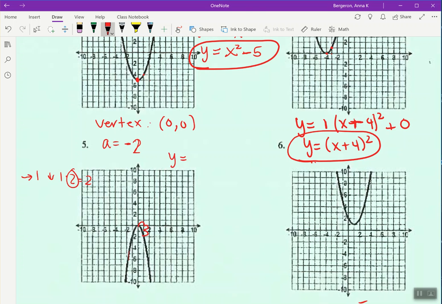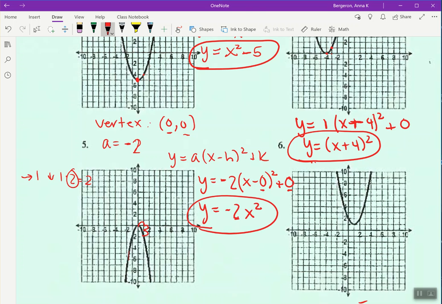So when I write that out, I would have y equals, and then my a value is now -2, x minus 0 squared, because my vertex is 0, 0, plus 0. So that's my vertex form. So then if I simplify, remember, I don't need to include these zeros. So x minus 0 is just x. So I get y equals -2x squared, and then I don't need to include that plus 0. So this would be my simplified form.